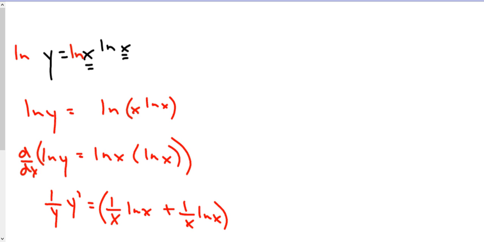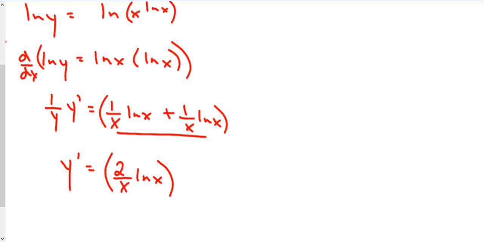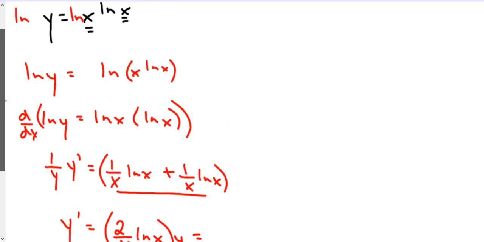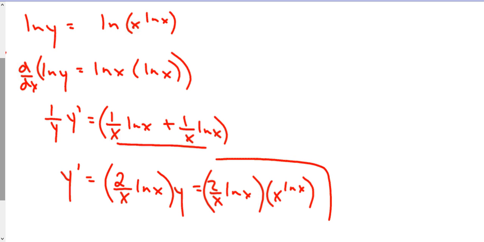And there we have it. We can add these together. Now we're going to solve for y prime. Y prime equals, we have 2 of these, so we're going to have 2 over x, natural log of x. We're going to multiply this by y, and our y, if you recall, was x to the natural log of x. So we have 2 over x, natural log of x, times x to the natural log of x power. And there we have it. That is our derivative. Okay, hopefully this helps you out.